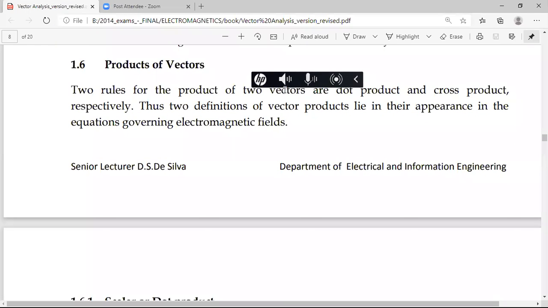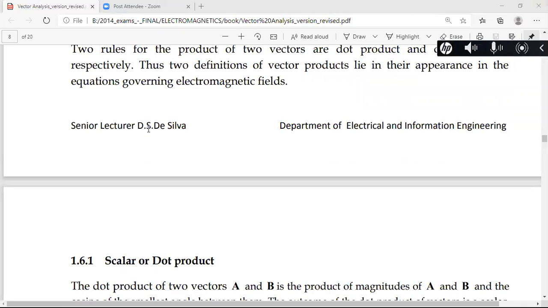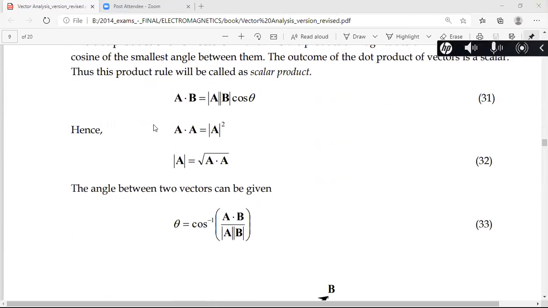As you know, there are two types of product we are considering related to vectors. We call them the dot product and the cross product. Definitely, you know these things from advanced level. We have learned the dot product and cross product, but we will see how those behave in 3D space.